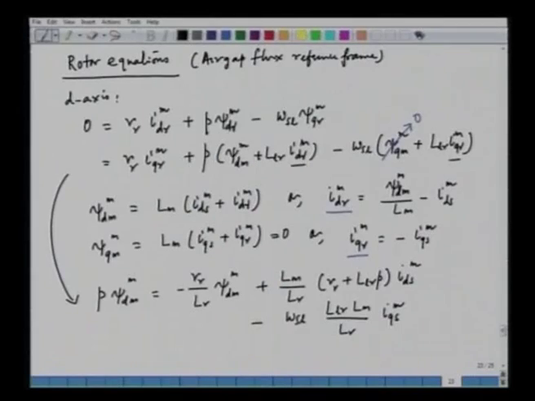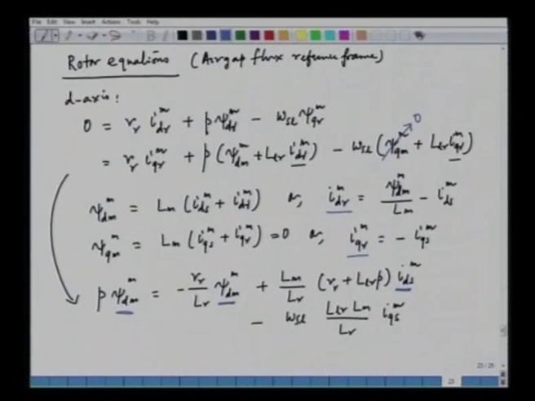This equation shows that there is a coupling between IDS and, of course, IQS and the flux linkage. Say, for example, in this case we want to keep the flux constant. This is the flux, and to keep the flux constant we can keep IDS constant. So, this shows a coupling between the d and q axis.